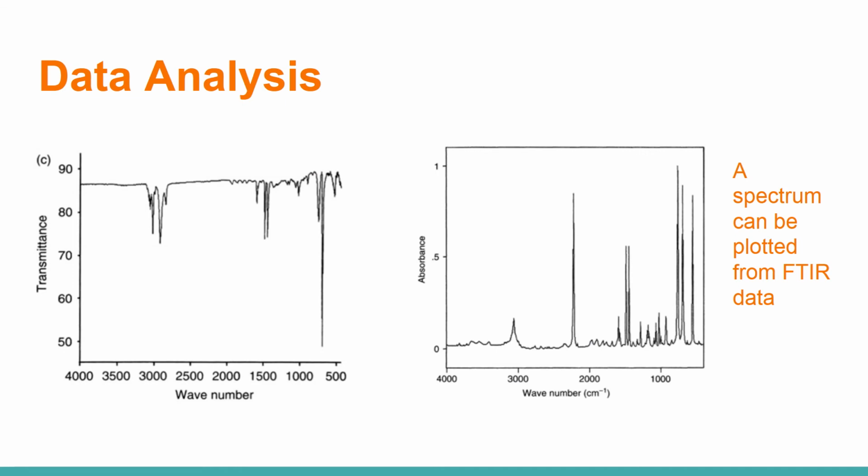The FTIR machine outputs the wave number in either the transmittance or the absorbance at each wave number. Absorbance can be linearly scaled with concentration, while transmittance cannot. Thus, absorbance spectrum is more commonly used. You can convert transmittance to absorbance and vice versa using logarithmic operations.